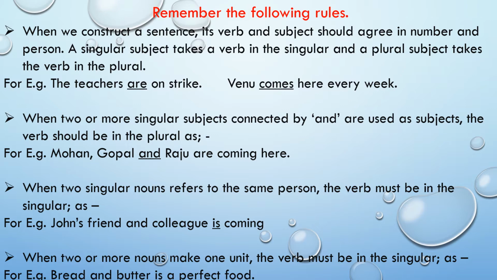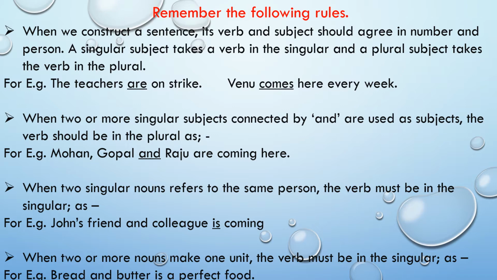When two or more singular subjects connected by and are used as subjects, the verb should be in the plural. So when two or more singular subjects, children, are connected by and, then your verb should always be in the plural. For example, Mohan, Gopal and Raju. We are talking about three persons, so it is plural, so the verb also should be plural. So here you cannot write Mohan, Gopal and Raju is coming here. That is totally wrong. Since and is coming in the middle, we will use are.